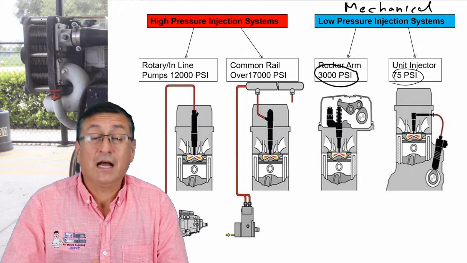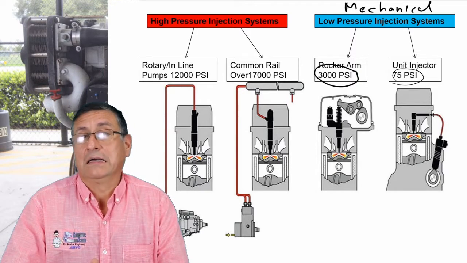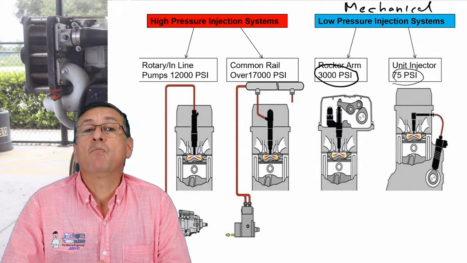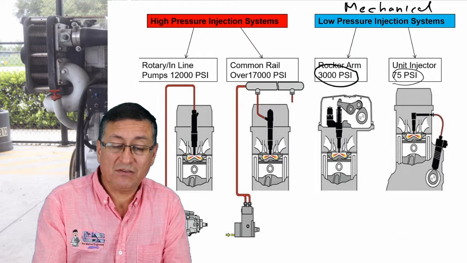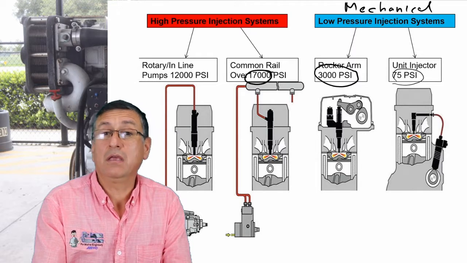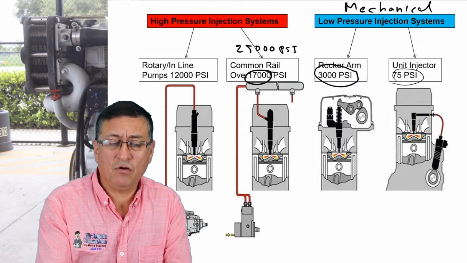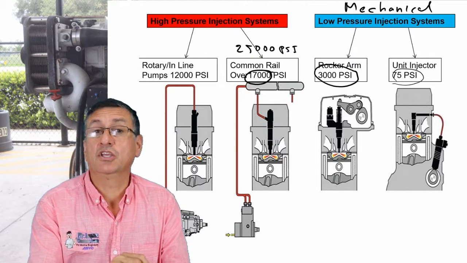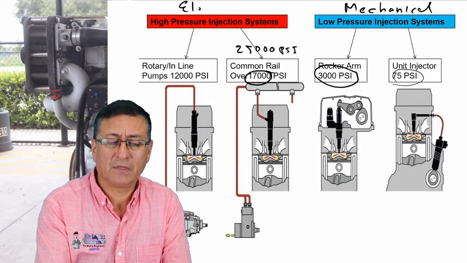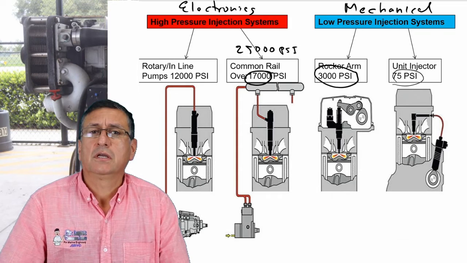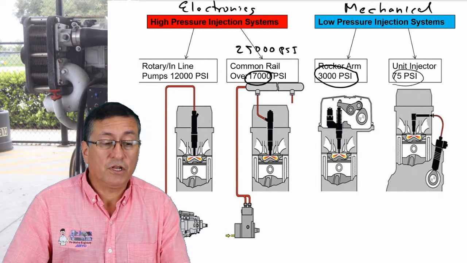Okay, high pressure. High pressure is considered between 10,000 PSI and more than 17,000 PSI. Today we found a fuel injection system with 25,000 PSI. And the majority of those high pressure injectors are electronic. Right now, we are going to check both of them. We are going to analyze the mechanical injectors and the electronic fuel injectors.